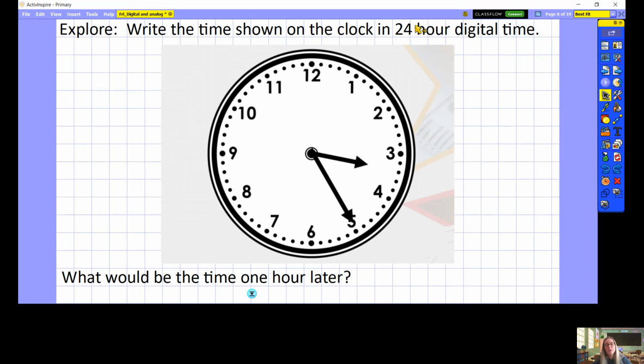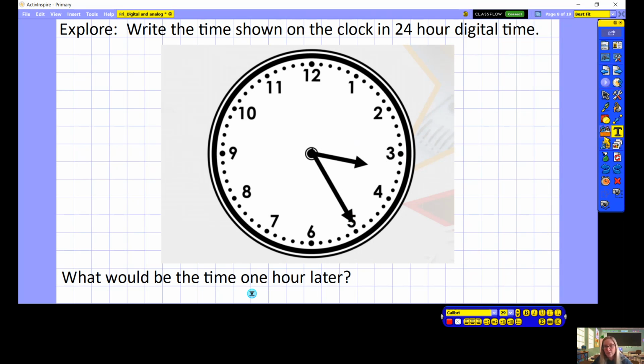Okay, so look at the clock here shown. I want you to think about what time is shown on this clock and write down the time in a 24-hour digital time. So that's your first task. And then I want you to write down the time that would be 1 hour later. So this time you have a go at writing the time shown on a 24-hour digital time and then write down the time that you think would be 1 hour later. Pause the video and off you go.